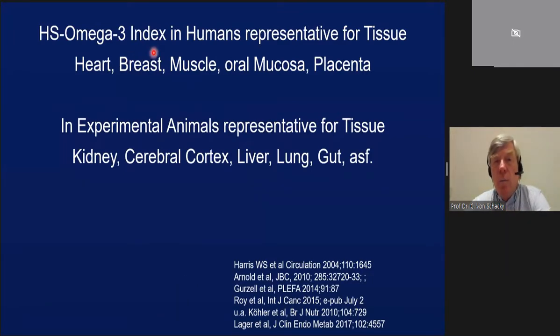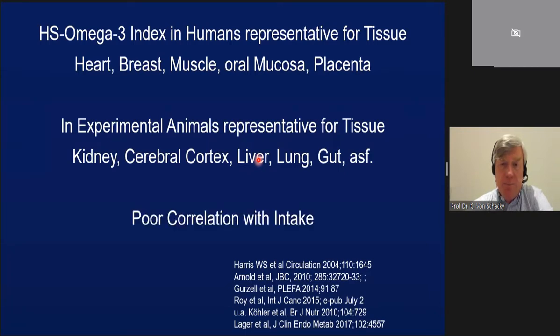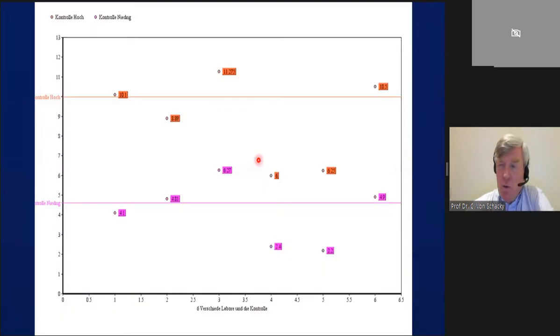If you compare the red cell in terms of fatty acids, you will find that it is representative for heart tissue, atrial and myocardial muscle, breast, peripheral muscle, mucosa, placenta, that has been done in humans, and in a lot of other tissues that have been analyzed in experimental animals. And again, the correlation with intake is poor.